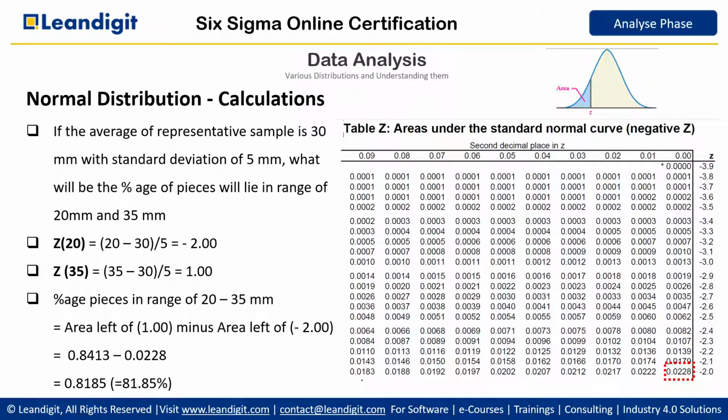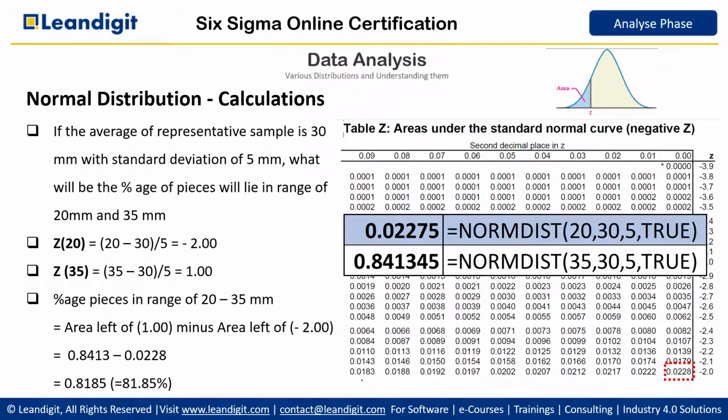Also, this can be easily done in Excel. You have to use the function NORM.DIST, where NORM indicates normal distribution and DIST is distribution. So if you write 20, it is calculating the area for 20 for a population whose representative sample has mean 30, standard deviation 5, and just write TRUE to get the left side area. So we got this area for 20 as 0.0228, and in the same way we calculated for 35, 0.8413. So this can be done in Excel as well as using standard tables.